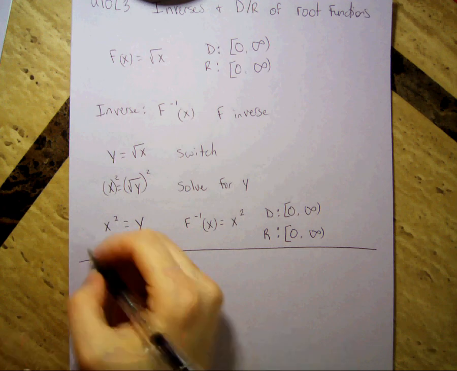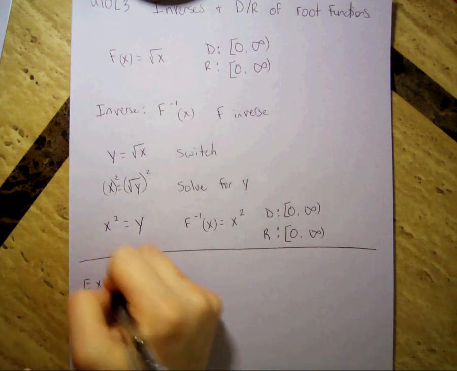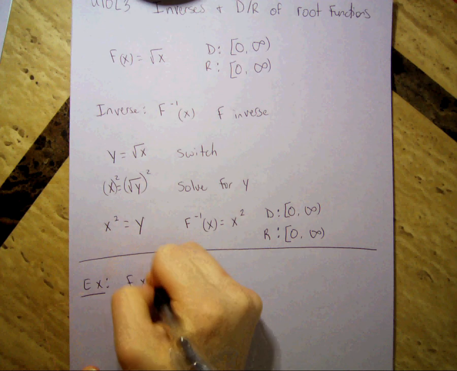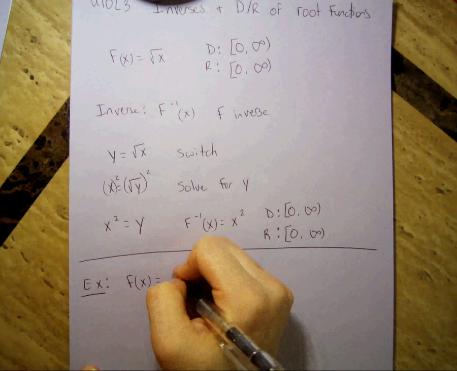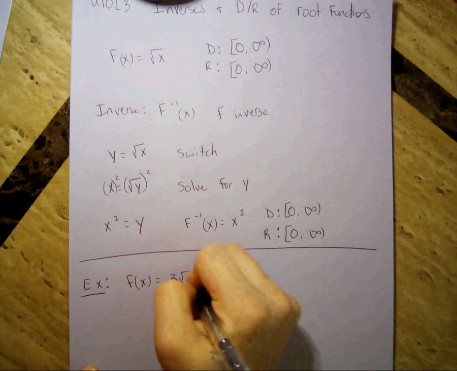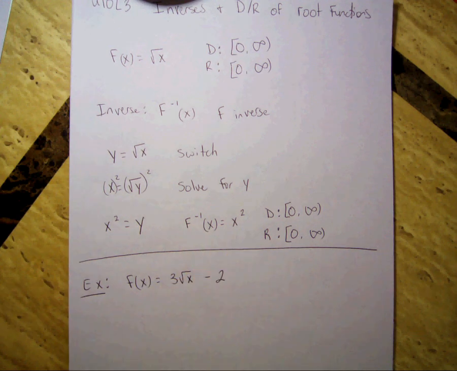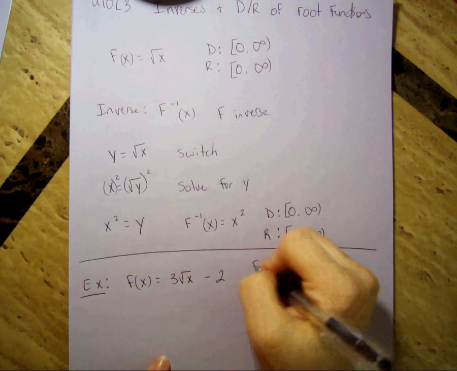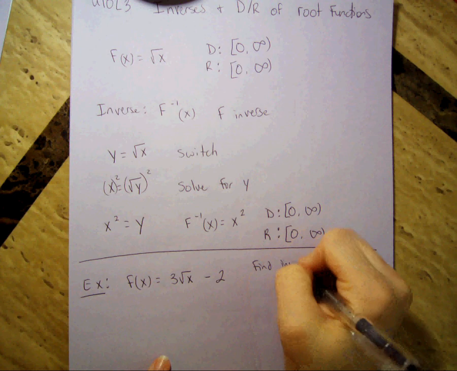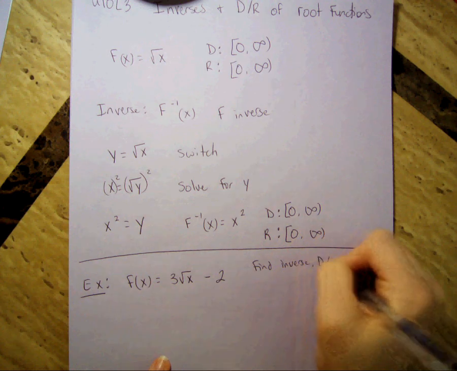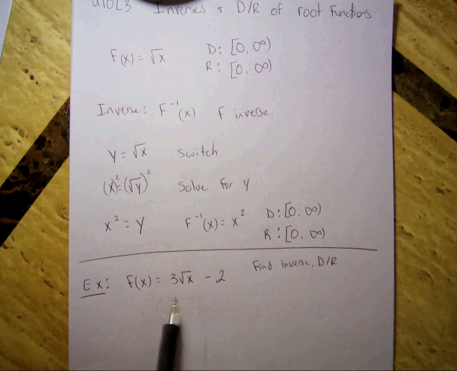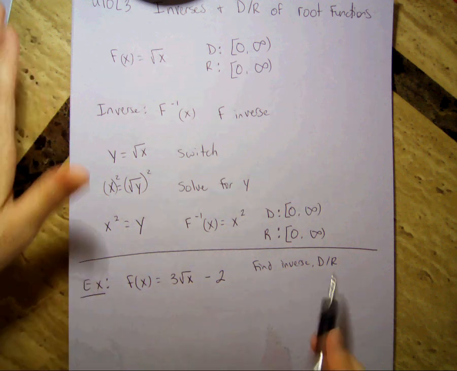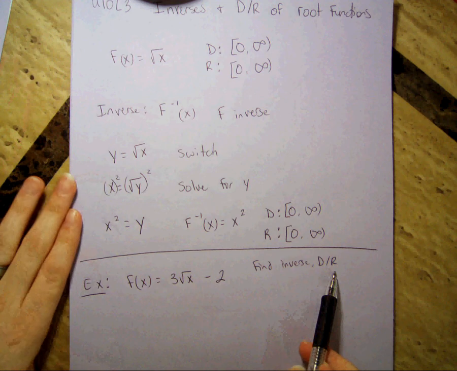So let's say that I have f of x equals, let's do 3 square root of x minus 2. And so same exact thing. I want to find the inverse, its domain, and its range. So the very first thing I'm going to do is find the domain and the range of the original function, because I'll need that in the end to find the domain and range of the inverse.